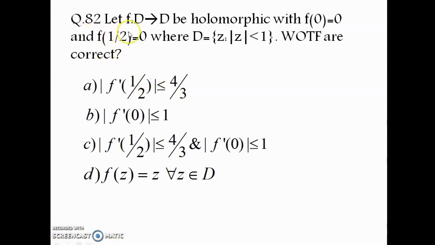So next question. Let f from D to D be holomorphic with f of 0 is equal to 0 and f of 1 by 2 is equal to 0, where D is equal to the set of all z such that mod z is less than 1. Which of the following are correct? So when f is holomorphic with these two conditions being satisfied, we have to check which of the options is correct. So let us look into the concept first.